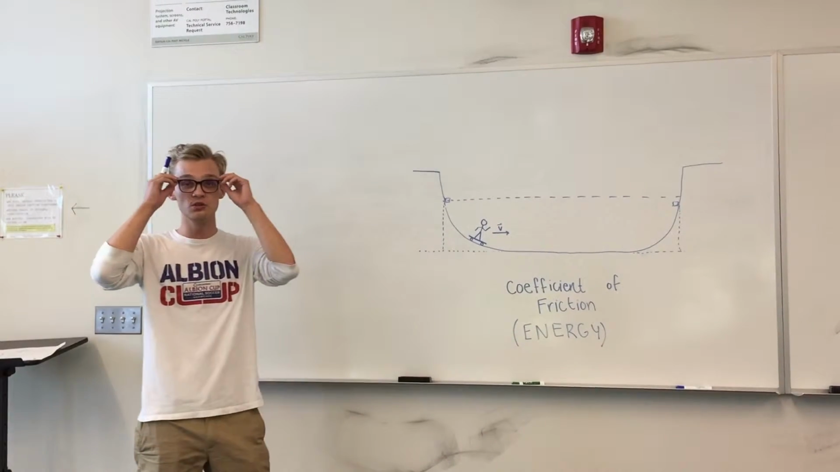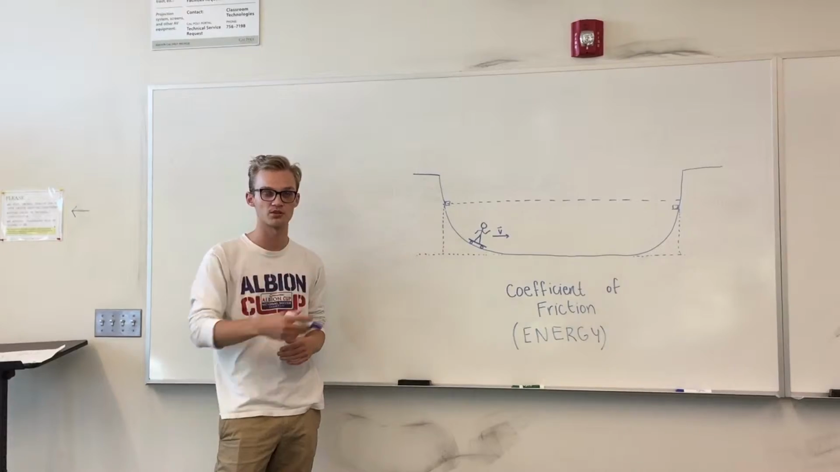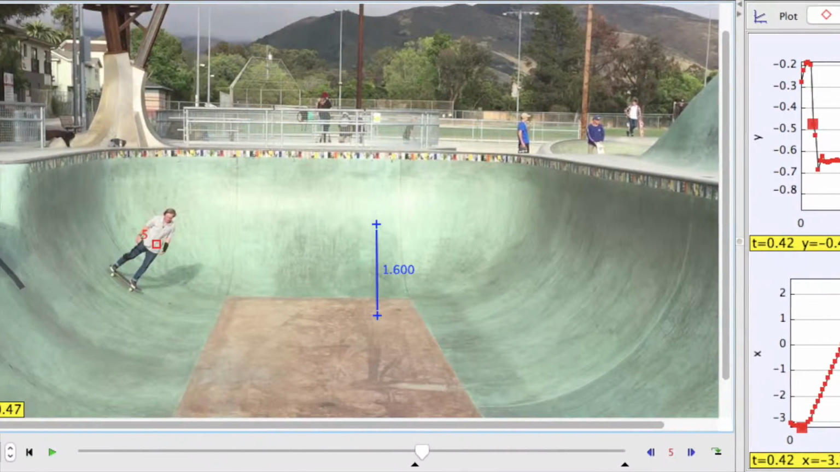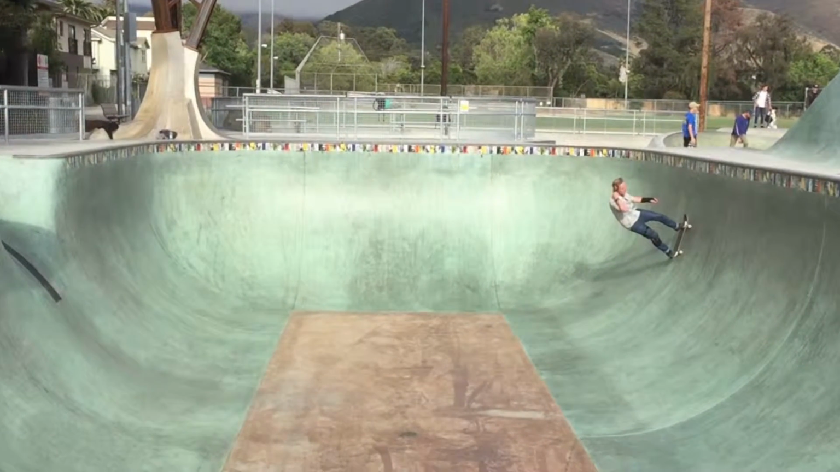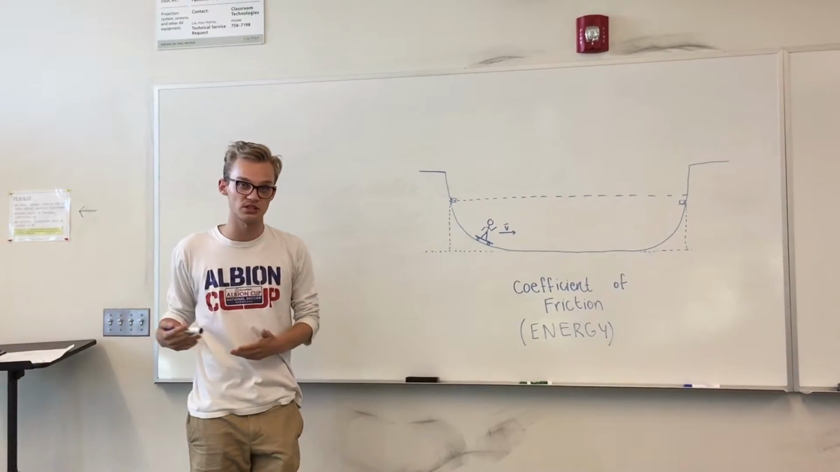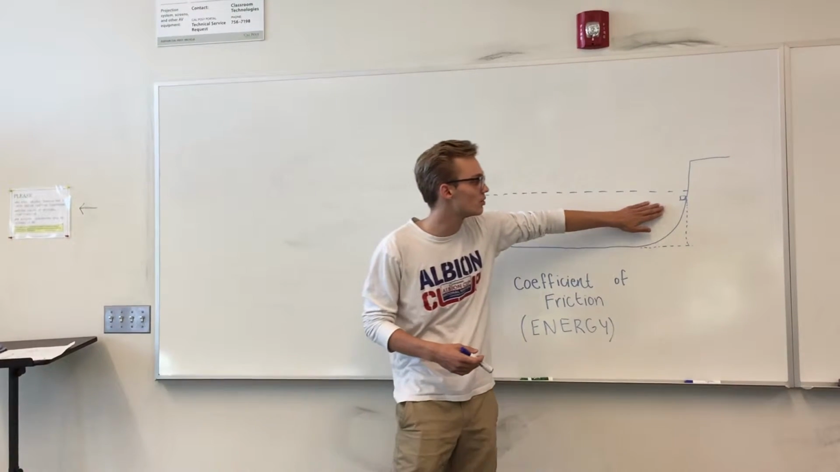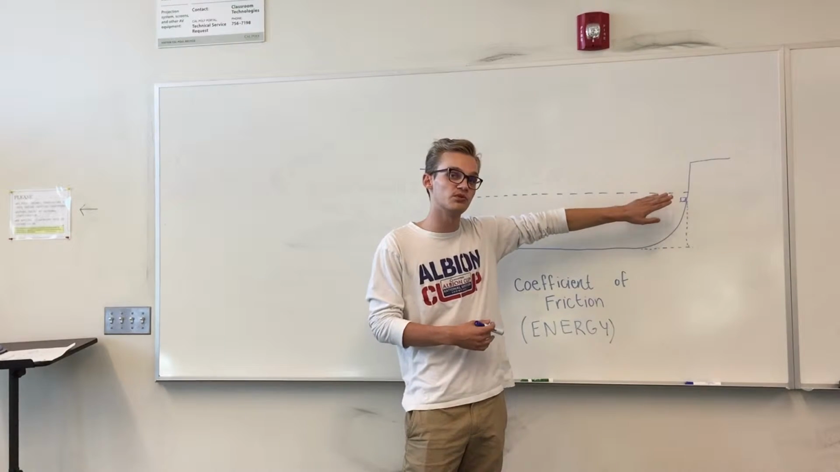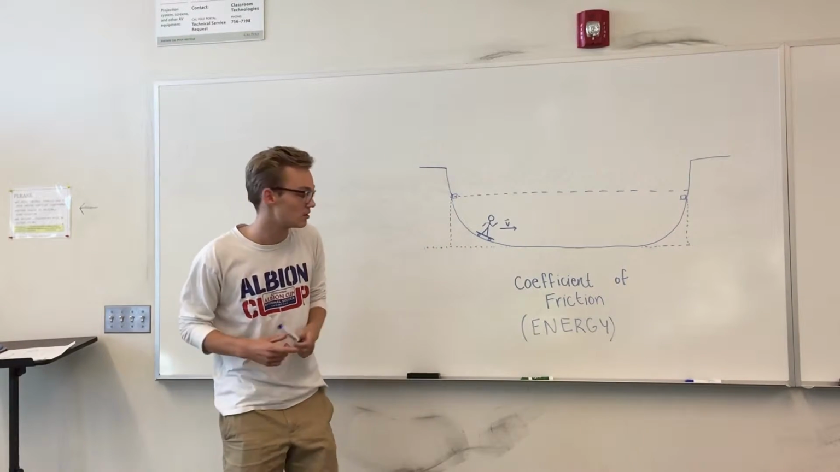Then what we did was we used Tracker to track a point mass on our skateboard. At the highest point, he's not moving. So all of his energy must be held in potential energy. If he's not moving, there's no kinetic energy. And the same thing is true at the other side, right? If he's not moving, all of his energy is held in potential energy.